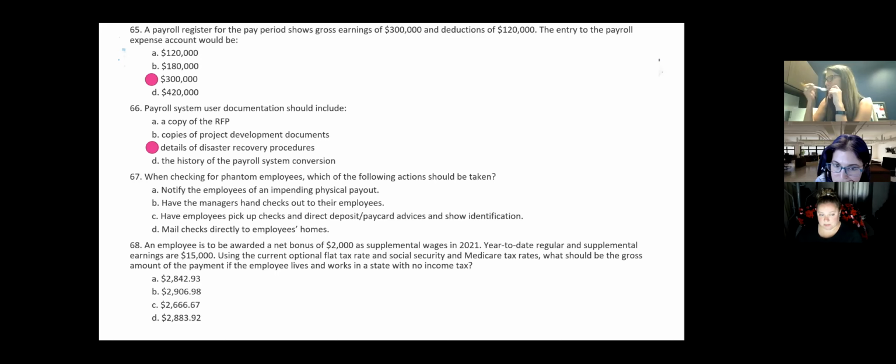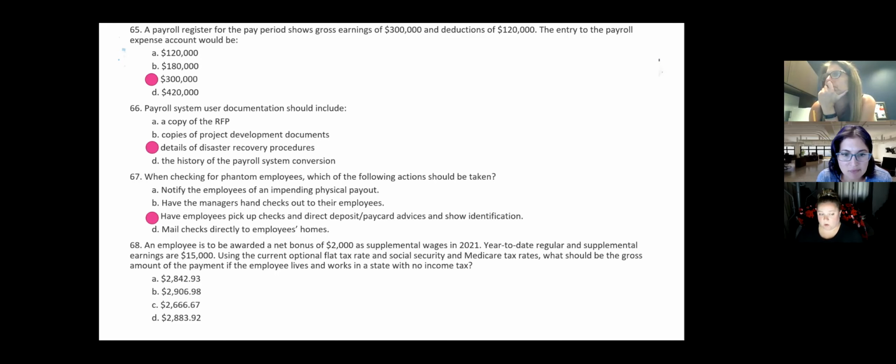When checking for phantom employees, which of the following actions should be taken? Yep, C, make them come get them and make them prove to you who they are. So that's the best way to make sure you don't have any phantom employees out there.